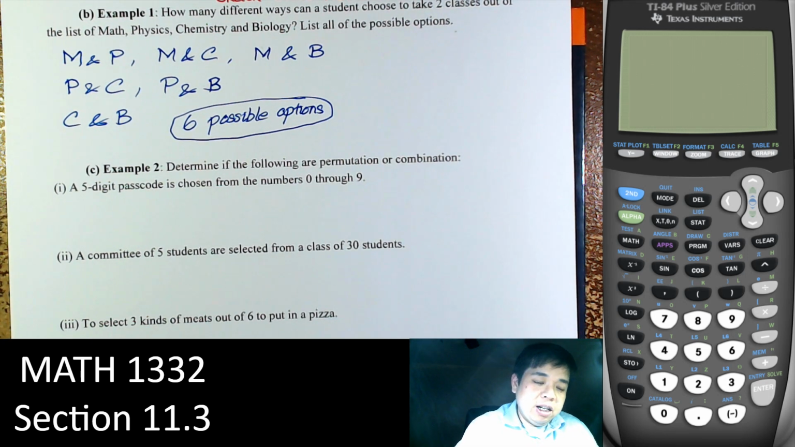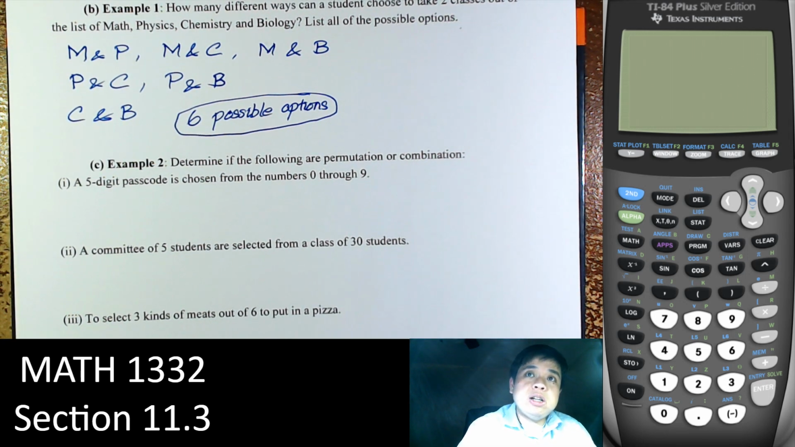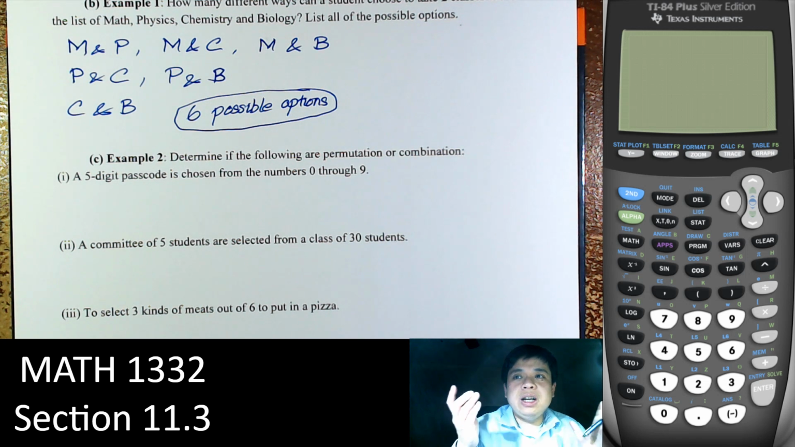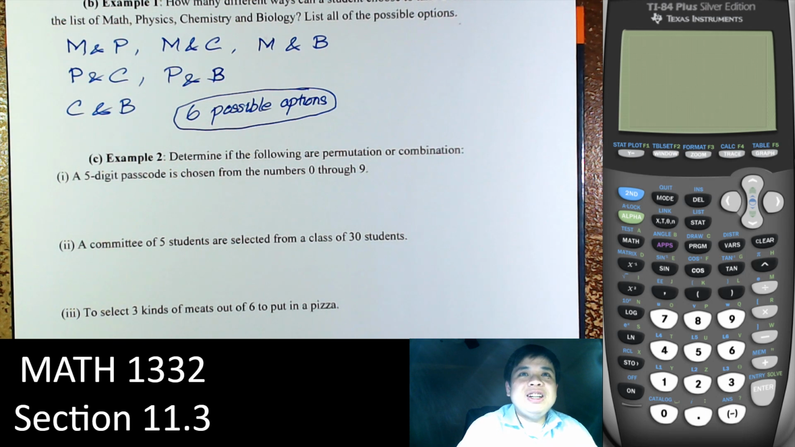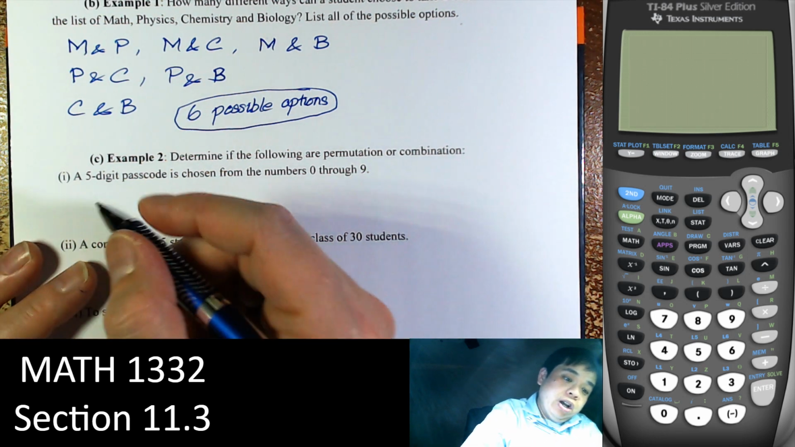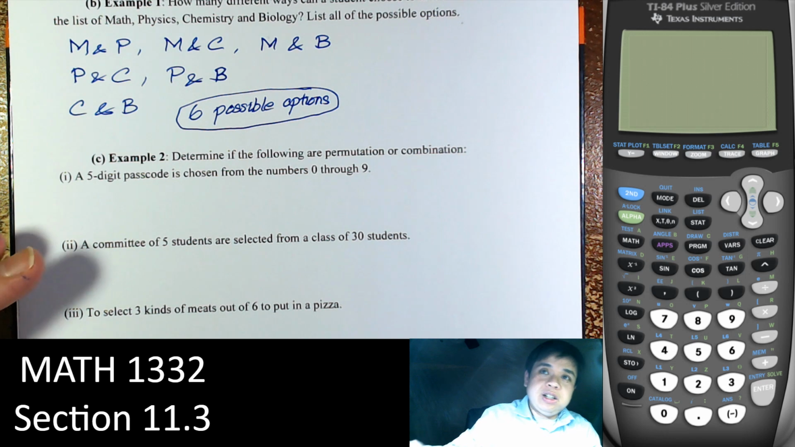Now, determine if the following are permutation or combination. That depends on whether order does matter or not. A 5-digit passcode must be chosen between 0 and 9. Have you ever tried to interchange the characters on a password? I'm sure it will not work. So in that case, order does matter. Permutation.